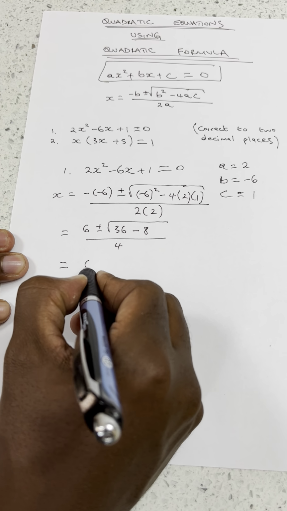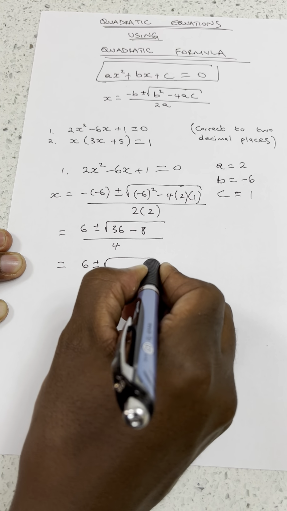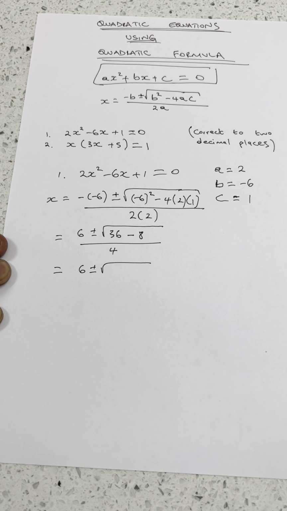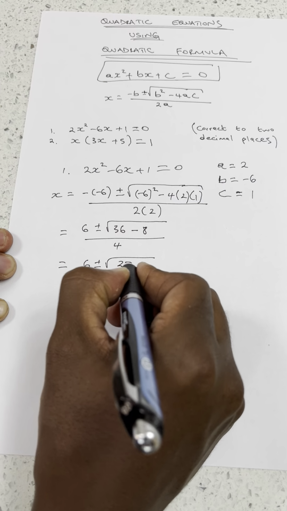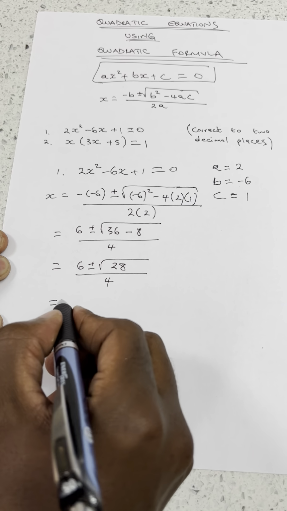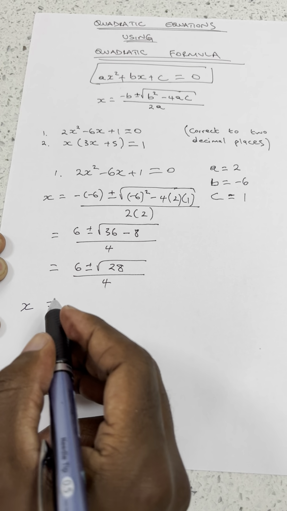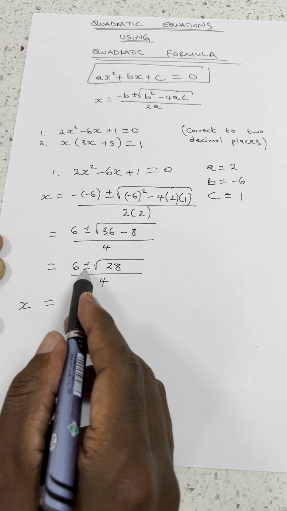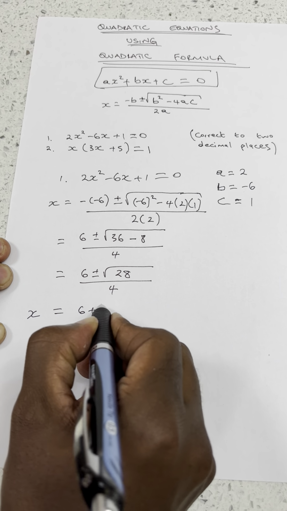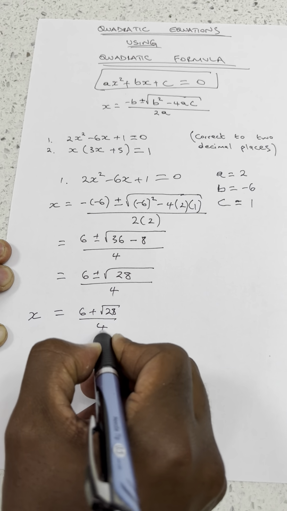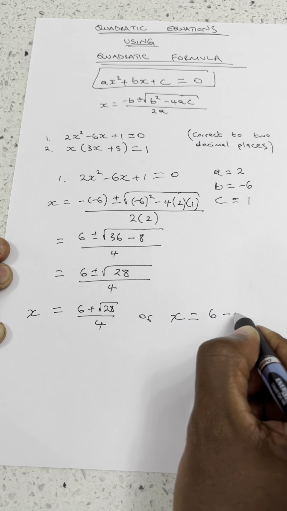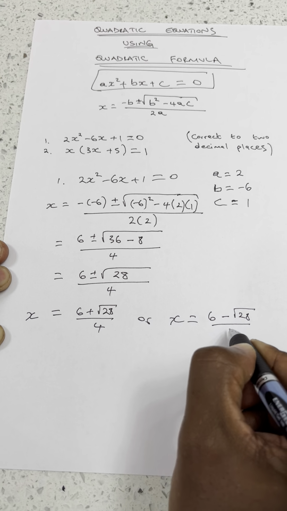So our answer will now be 6 plus or minus the square root of 36 minus 8. Sometimes I get lazy and use the calculator for easy arithmetic. We all go through that. So now our final answer will be x equals 6 plus the square root of 28 over 4, or x will be equal to 6 minus the square root of 28 over 4.